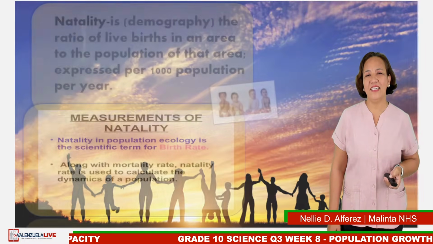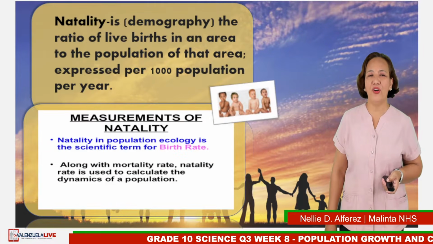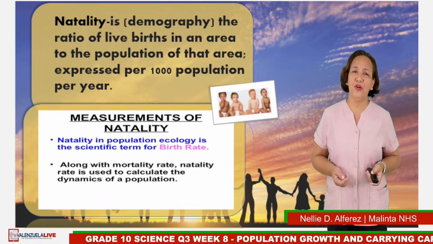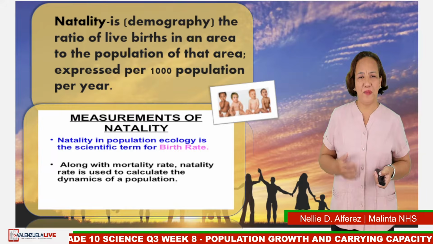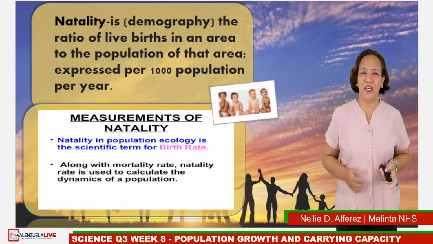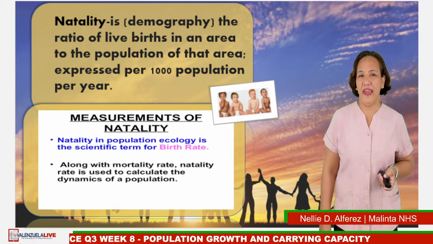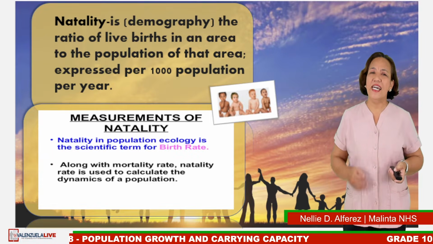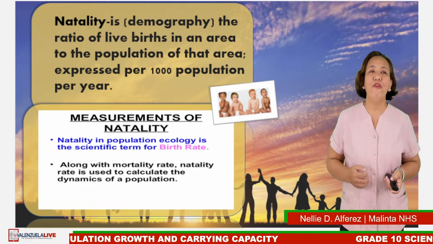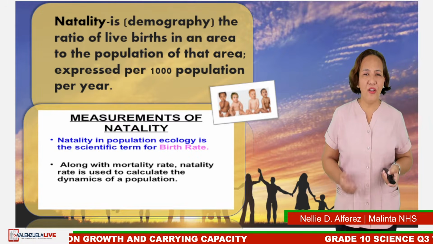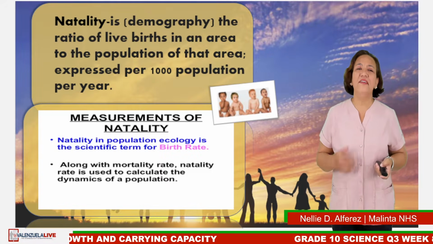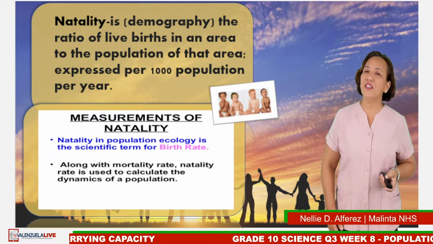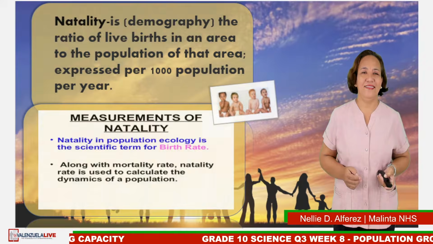Natality is defined as the ratio of live births in an area to the population of that area, expressed per 1,000 population per year. And natality in population ecology is the scientific term for birth rate. Along with mortality rate, natality rate is used to calculate the dynamics of a population.